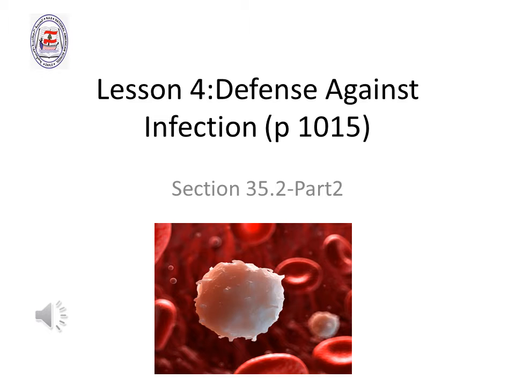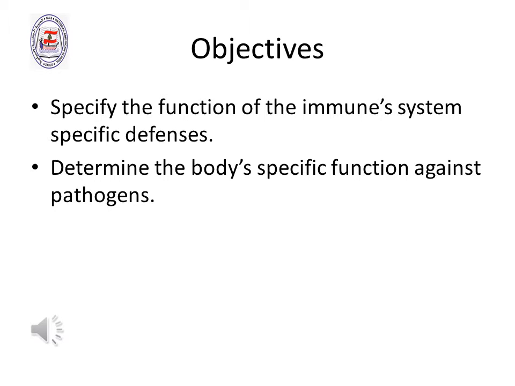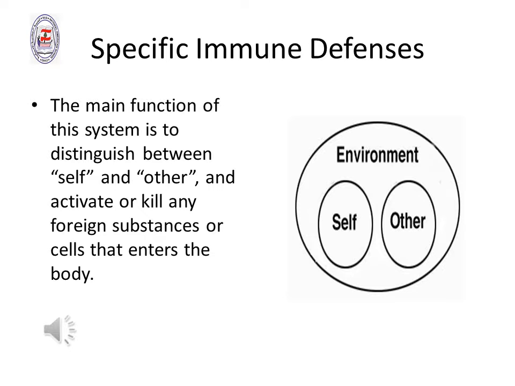Please open your books on page 1015. The objective of this part of the section is to specify the function of the immune system's specific defenses and determine the body's specific function against pathogens. In the previous video, we discussed the non-specific immune defenses. Now we move on to explain the specific immune defenses.